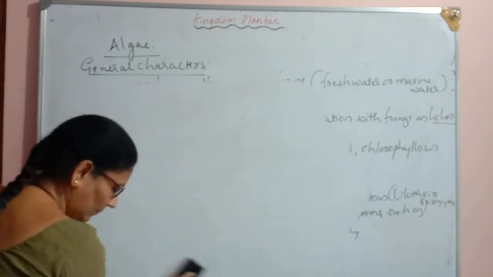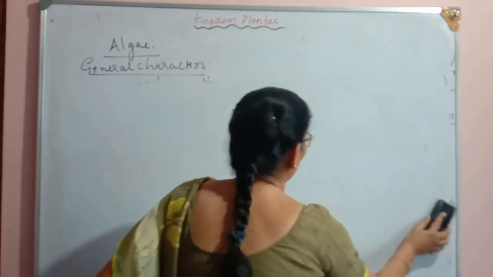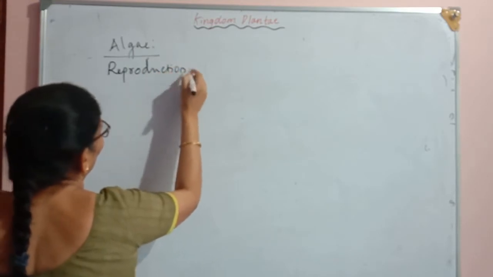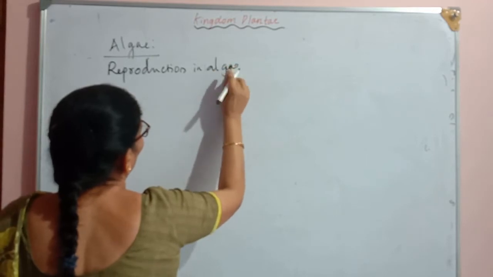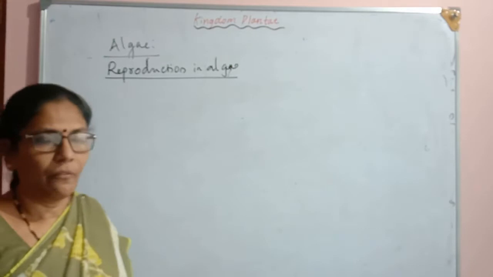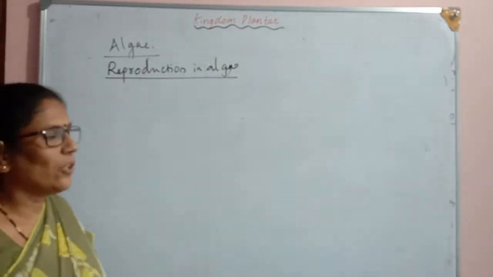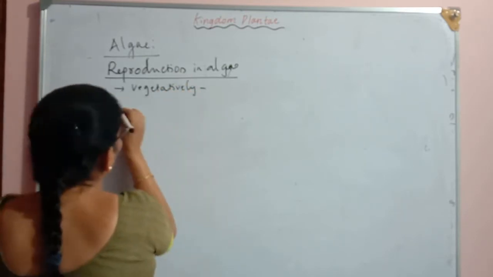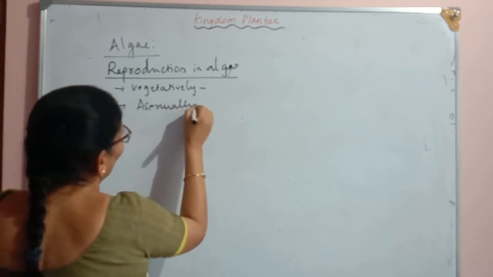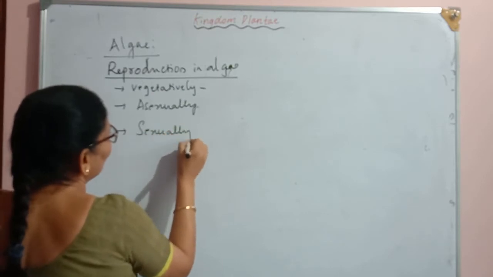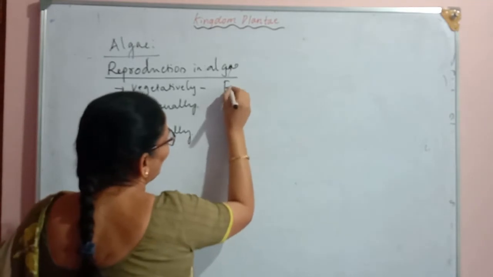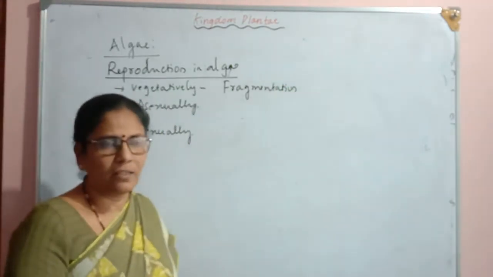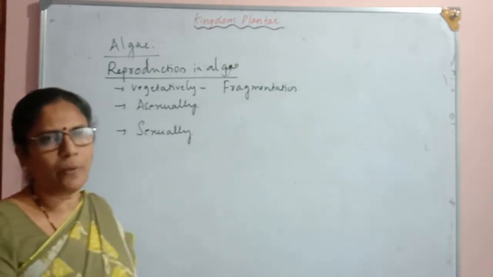Reproduction in algae. Algae reproduce vegetatively, asexually, and also sexually. Vegetative reproduction is by the help of fragmentation. Whenever the thallus breaks into many fragments, each fragment will develop into an individual.